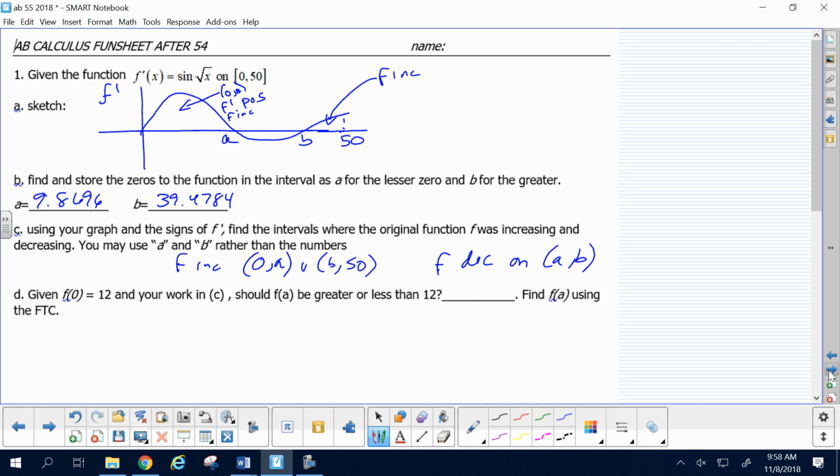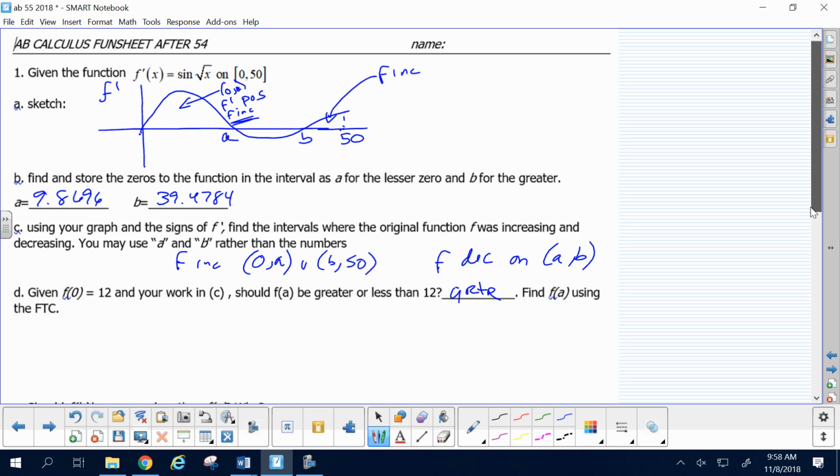All right. If F at 0 is 12, and given your work in C, should F at A be greater or less than F at 0? Well, here's the idea. I don't know what F's graph is, but I do know that because F prime is positive from 0 to A, F is increasing. Well, if F increased from 0 to A, then F at A should be greater than F at 0, yeah? Not F at 12, excuse me.